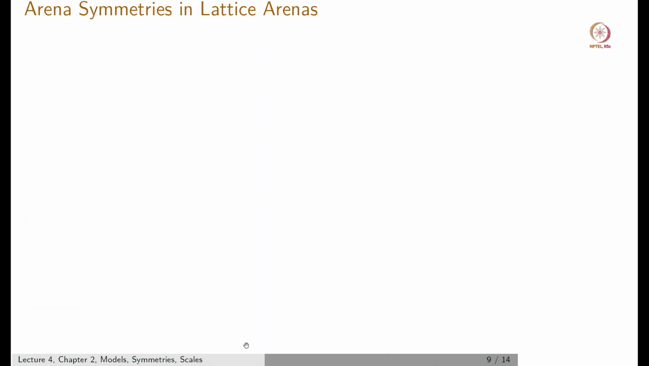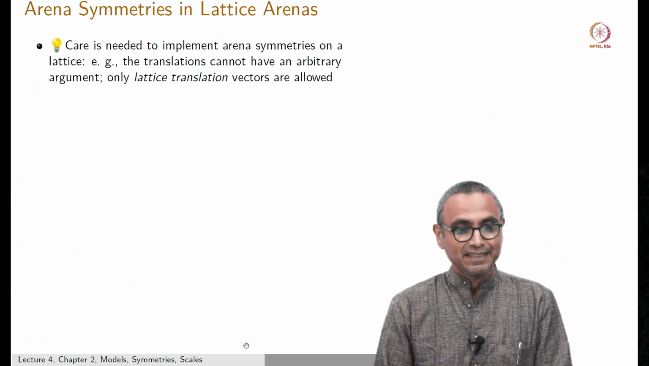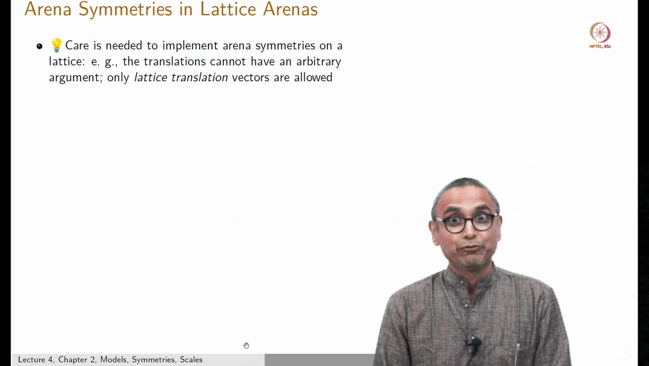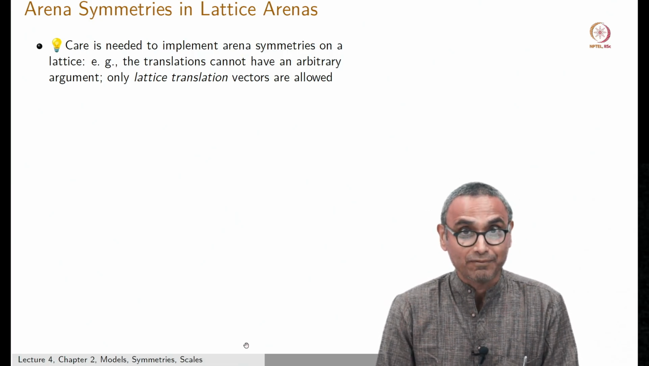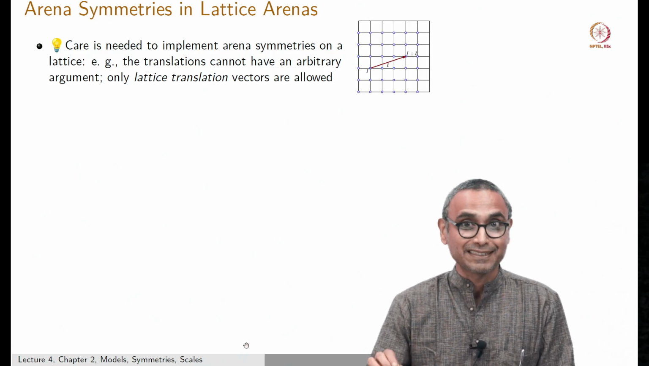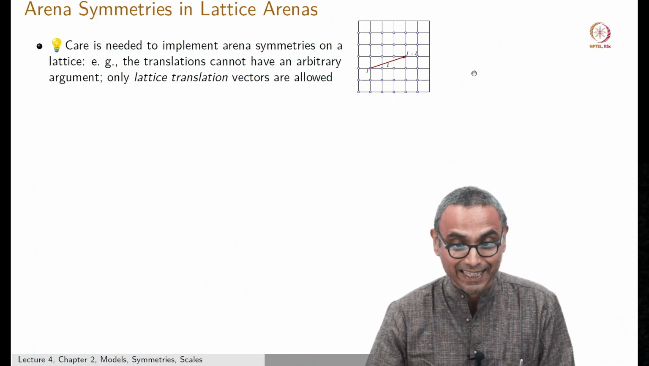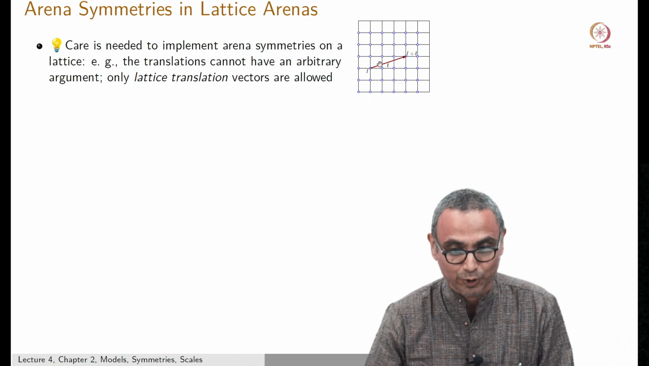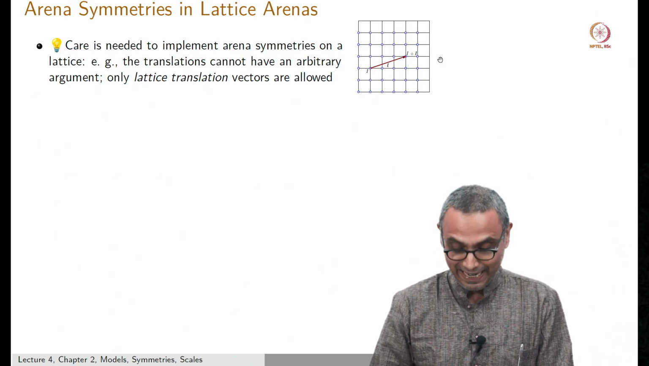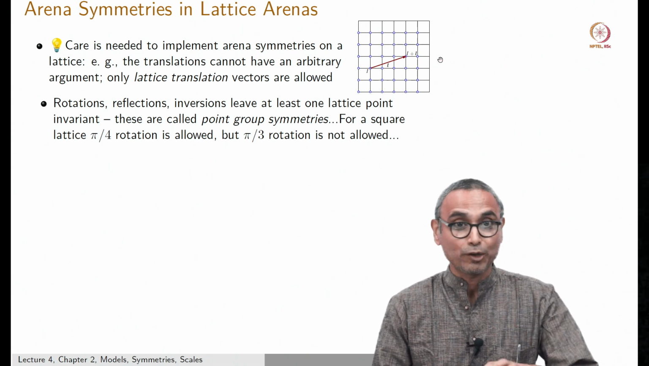We have seen how symmetry works in continuum arenas. Now let's see what happens in lattice arenas. First, if you are in the lattice arena, you have to be a little more careful with the symmetries. If you think of translations, you cannot translate by arbitrary amounts. You can only translate by lattice vectors, as I am showing here. Similarly, reflections and rotations cannot be arbitrary.